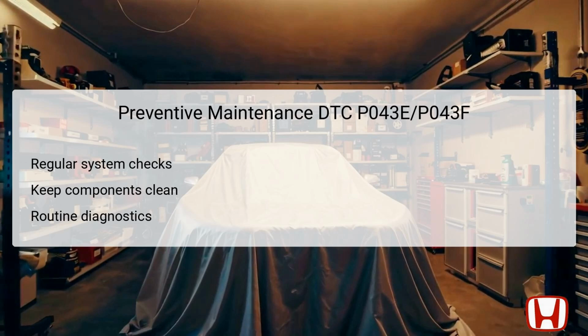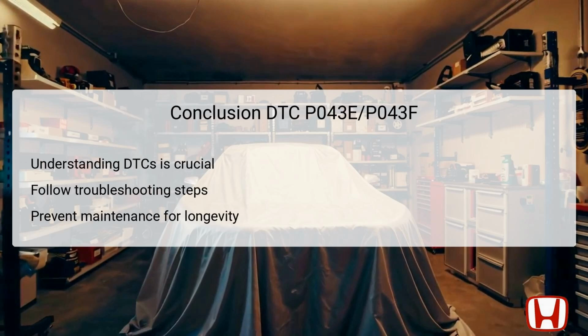By following a routine maintenance plan, you improve not only the reliability of the EVAP system, but also enhance overall vehicle performance. In conclusion, understanding DTCs P043E and P043F and their implications on your Honda CRV is crucial for effective vehicle maintenance and compliance with emission standards. Following the laid-out troubleshooting steps meticulously can help diagnose and rectify issues within the EVAP system.